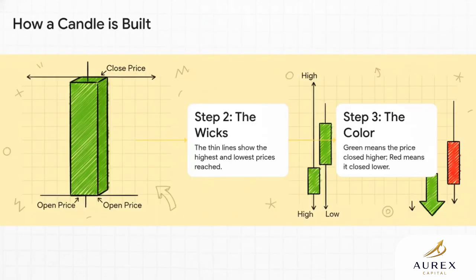Let's break it down. Building a candle is super simple. That big, chunky part in the middle, that's the body, and it shows you the distance between the open price and the close price. Those thin lines sticking out the top and bottom are called wicks, and they show the highest and lowest points the price hit. And the color tells the whole story. Green means the price went up, closing higher than it opened. Red means the price went down, closing lower.